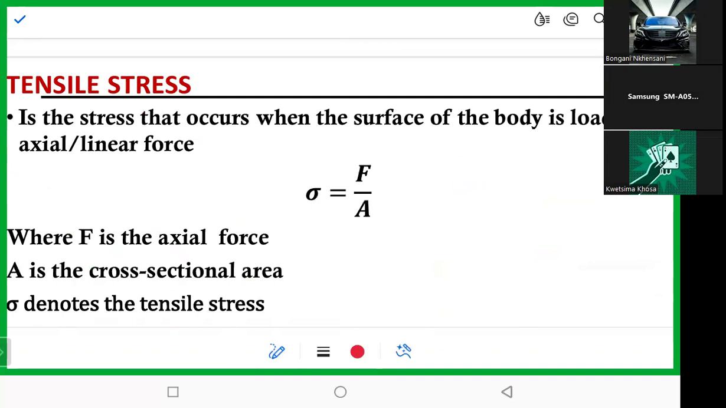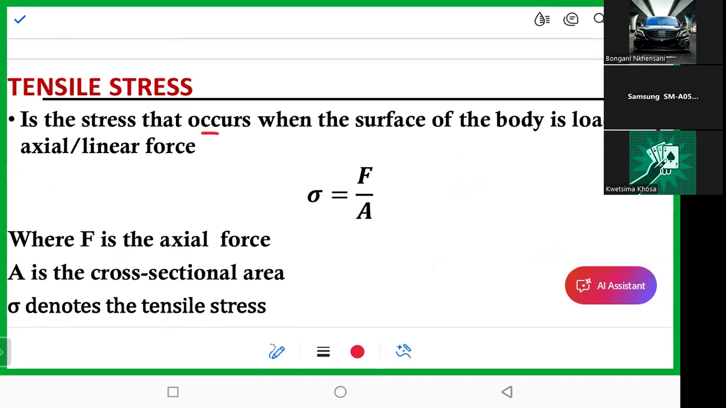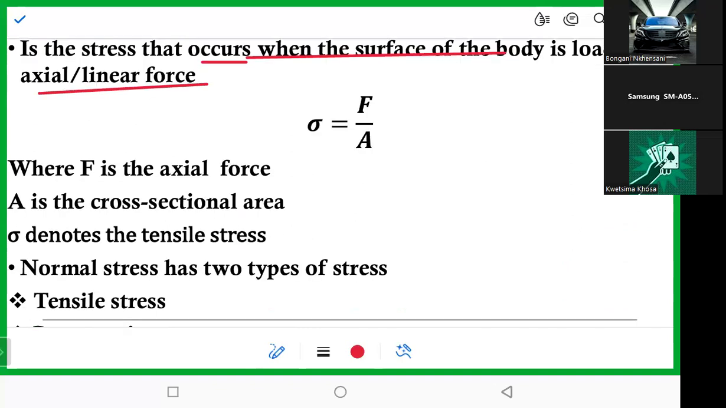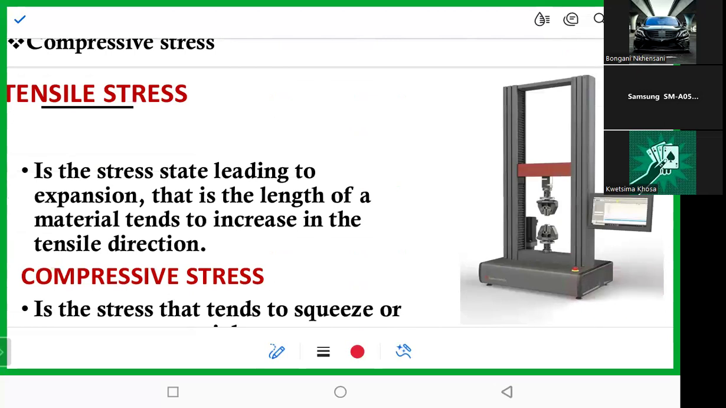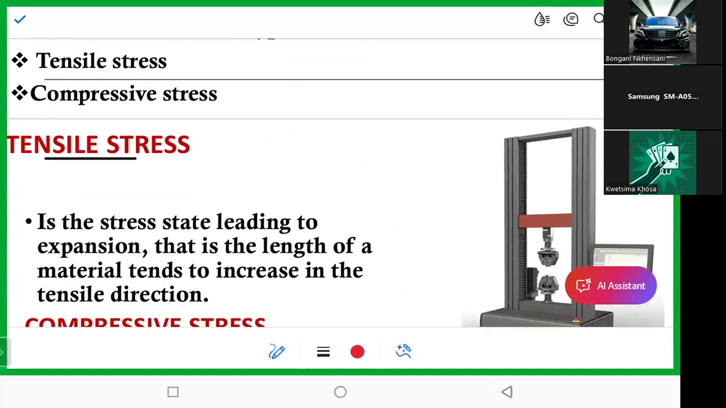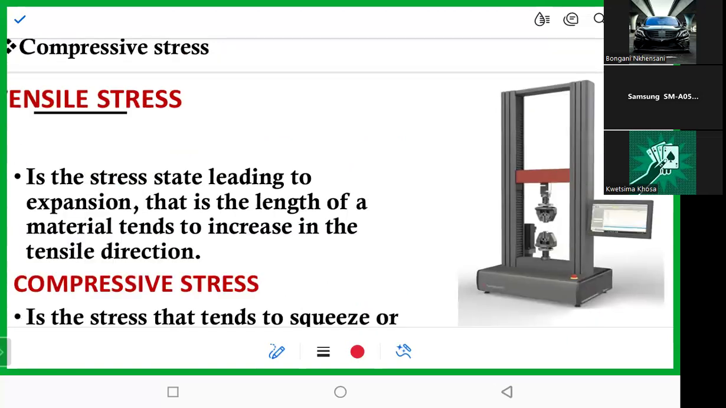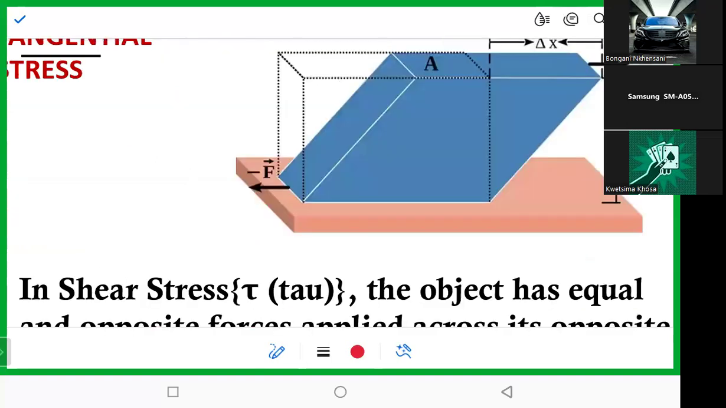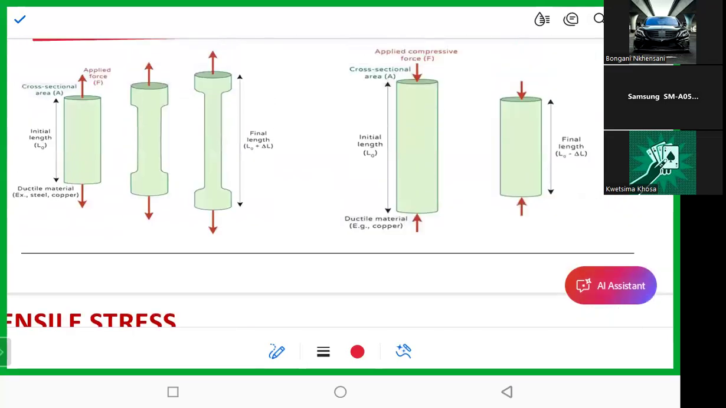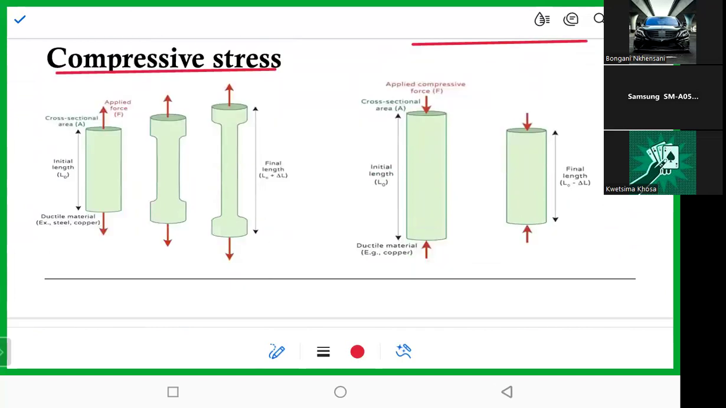Tensile stress is the stress that occurs when the surface of the body is loaded by a linear force, where F is the axial force, due to which the length of the metal tends to increase in the tensile direction. Here we have an object. Without the calculation examples, you won't be able to understand, so let's come to this diagram and let me understand it.